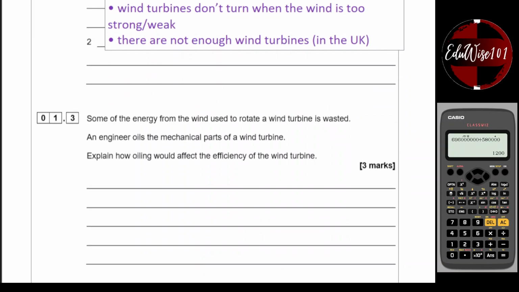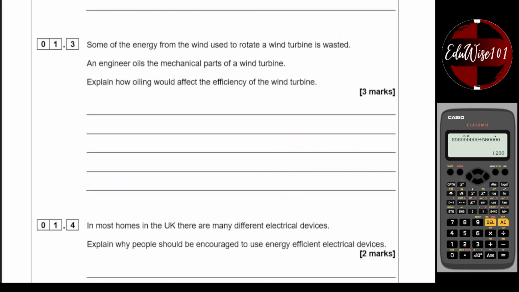Question 1.3. Some of the energy from the wind used to rotate a wind turbine is wasted. An engineer oils the mechanical parts of a wind turbine. Explain how oiling would affect the efficiency of the wind turbine. Now, oiling would reduce friction in the moving parts. Now, friction would generate wasted energy as heat. So, lubricating or oiling actually increases the efficiency.